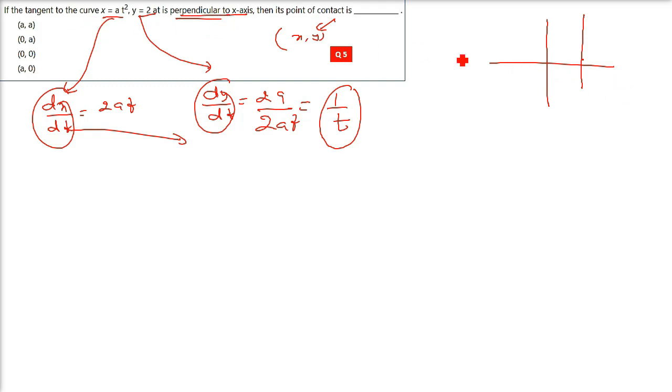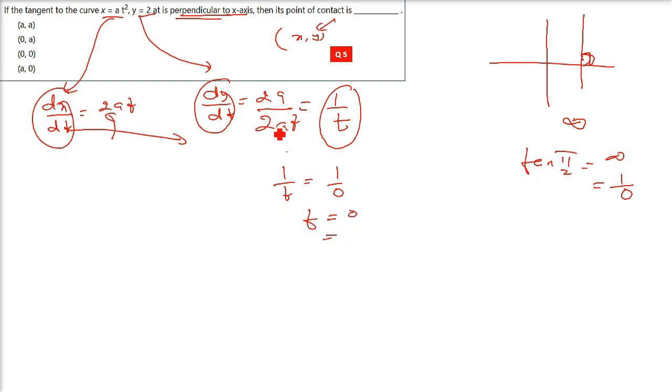So eventually this infinity has to be equated to 1 by t. I hope you got the idea. Previously we have seen questions where the tangent was parallel to the x-axis. At that time the tan theta was 0, so tan 0 was 0. Here it's tan pi by 2, because pi by 2 is the angle. So you just put 1 by t equals 1 by 0, which is infinite. So t is equal to 0 here.